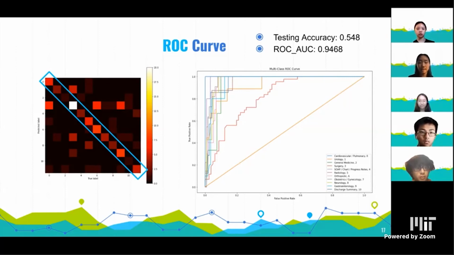And so our testing accuracy is 54.8%, but while this seems low, high accuracies become increasingly difficult with multi-class classification, as we attempted to do. And so hence our classification was actually relatively successful, as you can tell by the ROC score and graph. And so our general ROC AUC score is 94.7%.